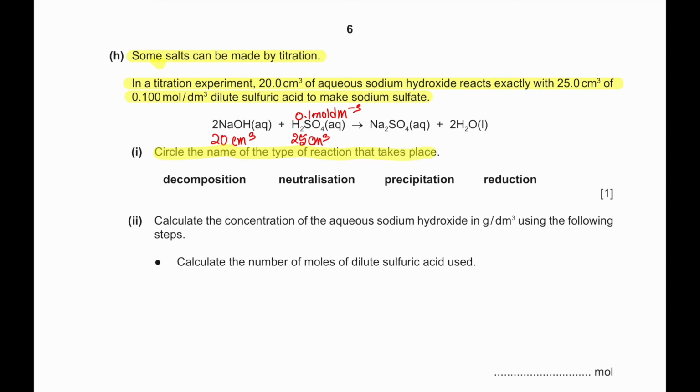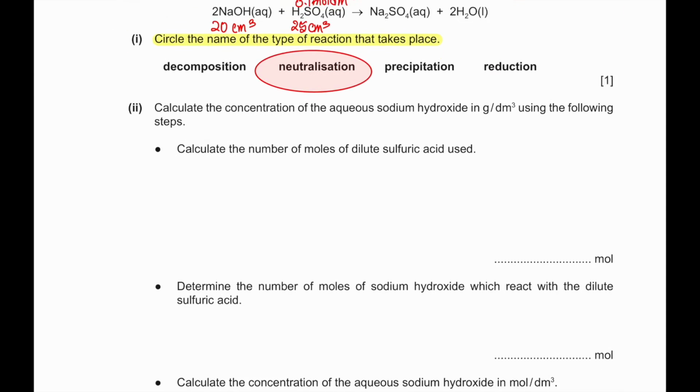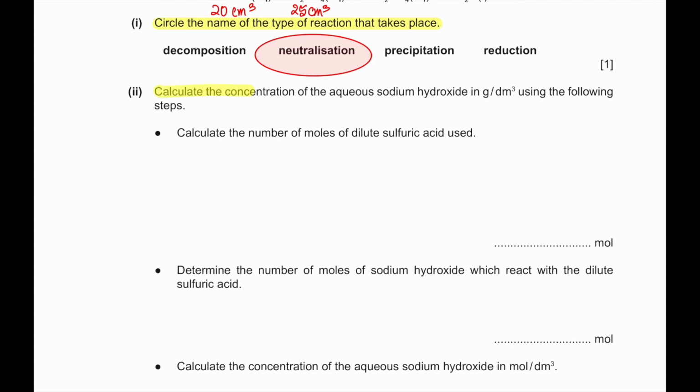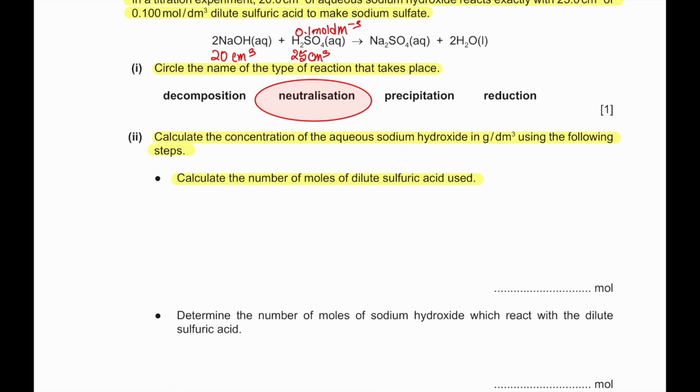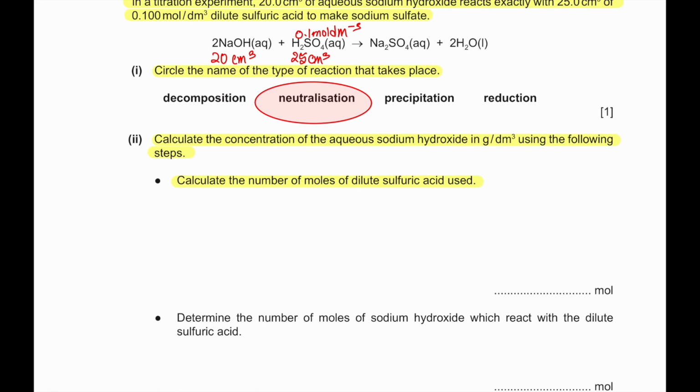Circle the name of the type of reaction that takes place. Obviously, this is a neutralization reaction because a base is reacting with an acid, so a neutralization reaction is taking place. First step, calculate the concentration of aqueous sodium hydroxide in gram per dm³ using the following steps. Calculate the number of moles of dilute sulfuric acid. If we want to do the calculation, we must remember number of moles is equal to volume into concentration.